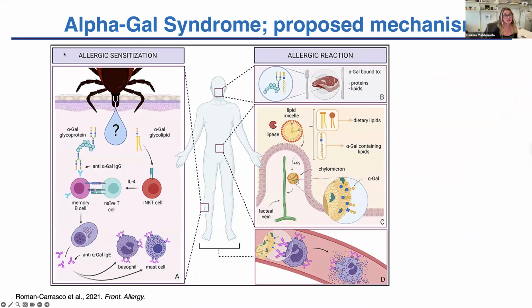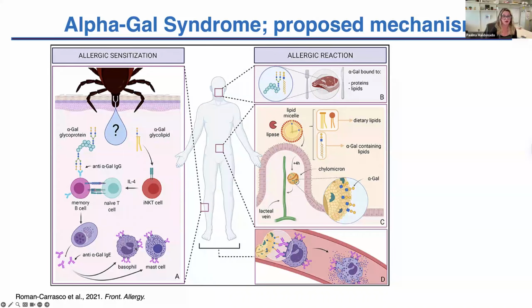So initially, on the left here, we're showing the allergic or the sensitization step, which occurs first when the tick bites, introducing that alpha-gal, which is later recognized by either memory cells or the NKT cells, depending on whether the carbohydrate is linked to proteins or lipids. Now, this class switch of cells between memory B cells occurs and leads to the production of the alpha-gal antibodies, which are later on the surface of the basophils and the mast cells.